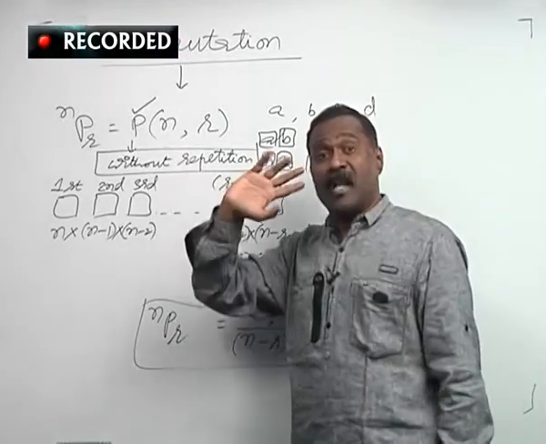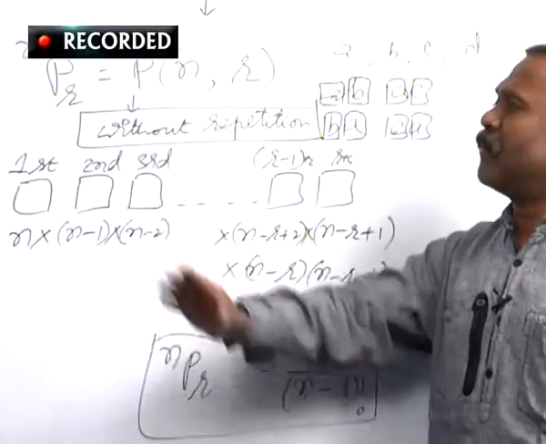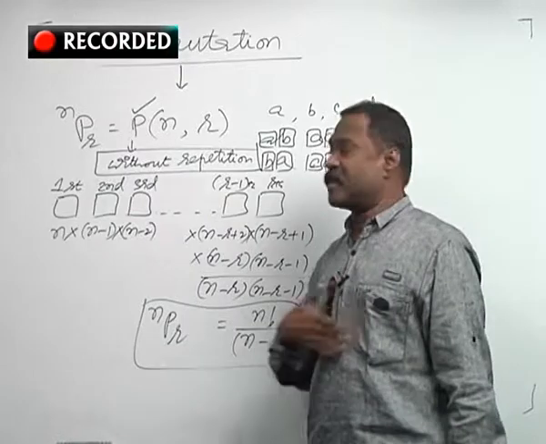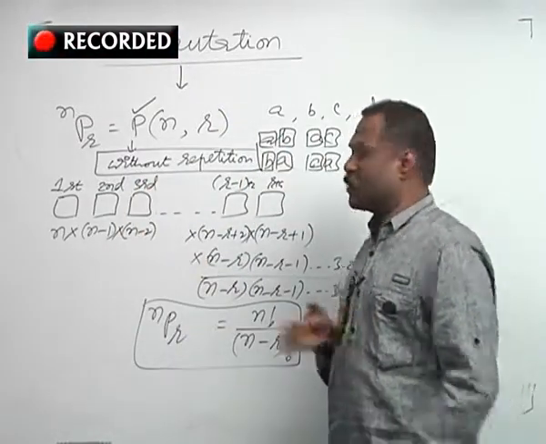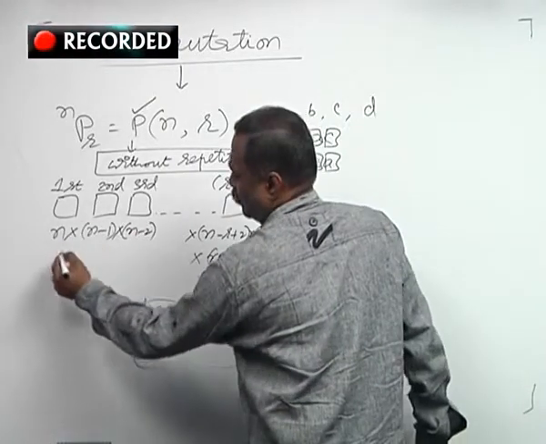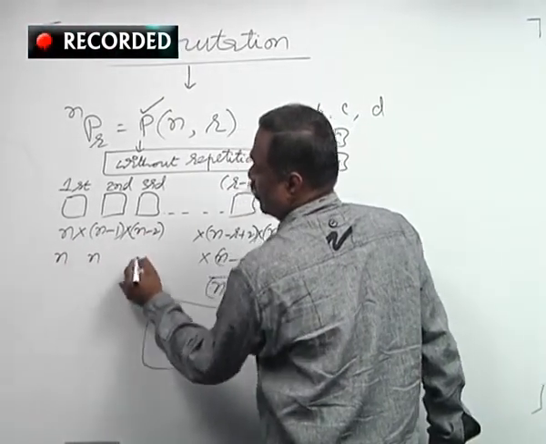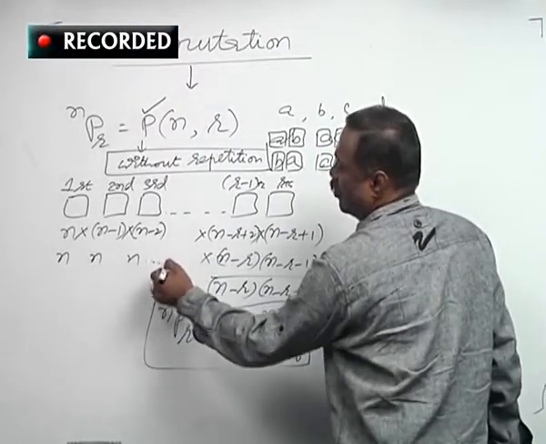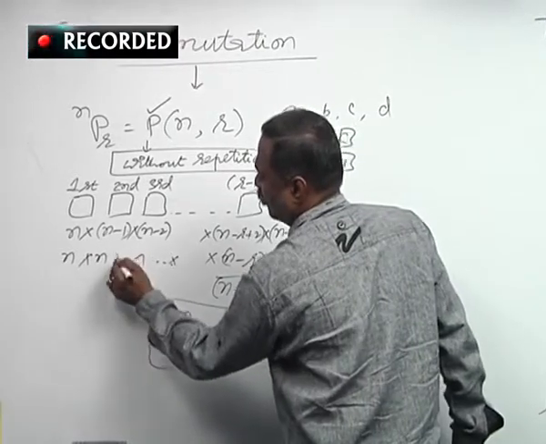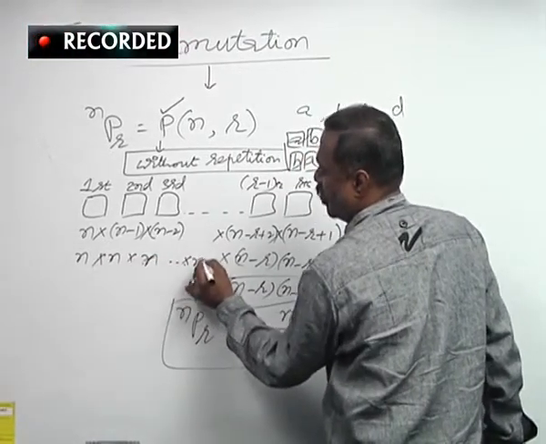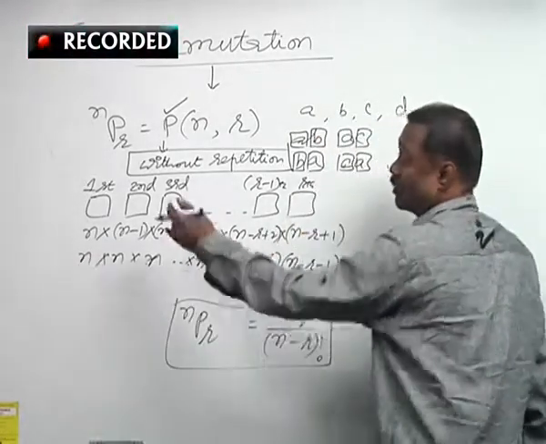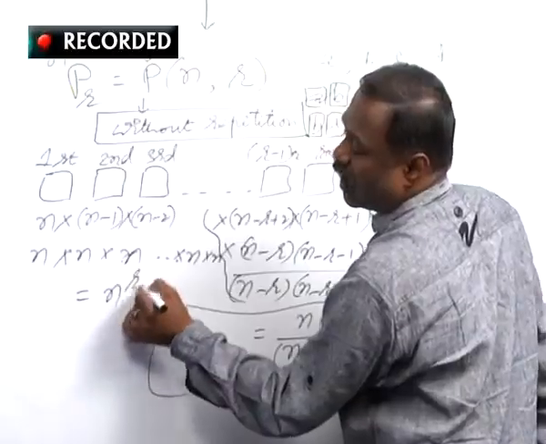So, if repetition is allowed, what happens? If repetition is allowed, the first blank place can be filled in n different ways. The second also can be filled in n different ways. The third also can be filled in n different ways. All become n only. So all the blank places can be filled in how many different ways? n into so on into n. How many n's are there? r n's are there. So it is nothing but n power r.